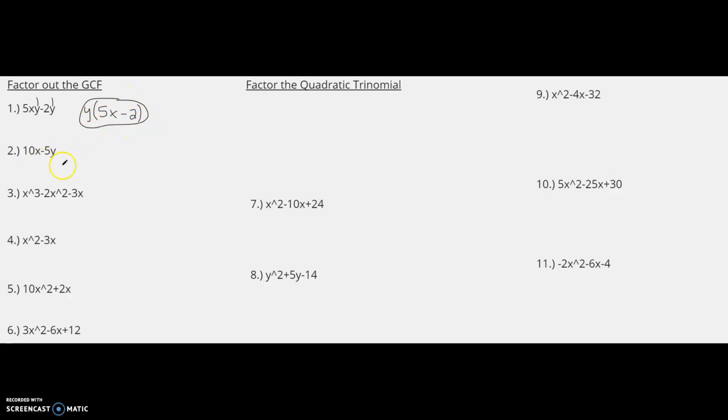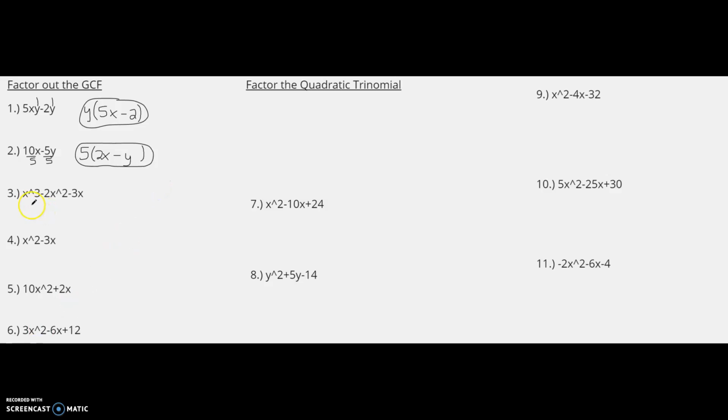Look at number 2. 10x minus 5y. We can divide out a 5 from each item. And if it helps, you can show the work here by dividing by 5 so you can see how it pans out. 10x divided by 5 is 2x. And 5y divided by 5, we're just left with the y left. So there's an example of where we factored out a number. Remember, factoring out is sort of like dividing out.